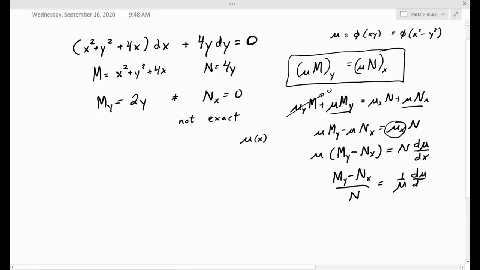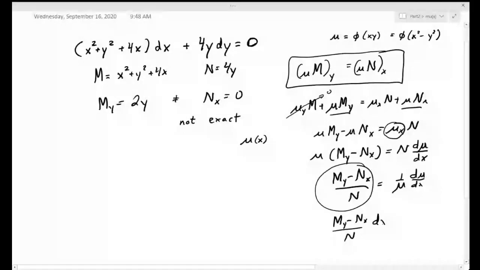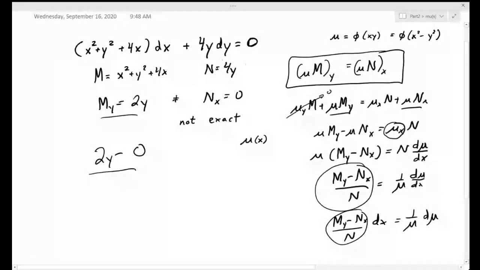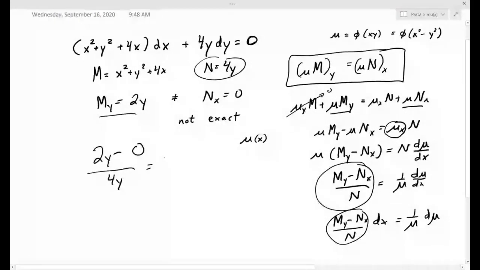And if this is a function of x only, we get a separable differential equation, right? Just dx. This is 1 over mu d mu. But this needs to be a function of x only, so let's check. The derivative of N with respect to y minus the derivative of N with respect to x, all divided by N. Easy peasy, you get a half, right? So yeah, that can be considered as a function of x only.